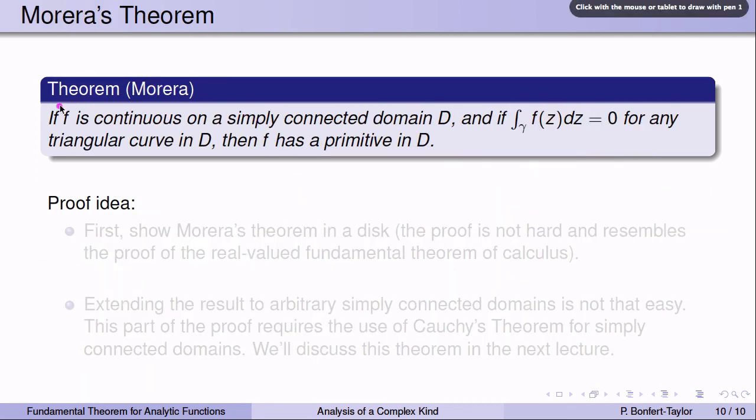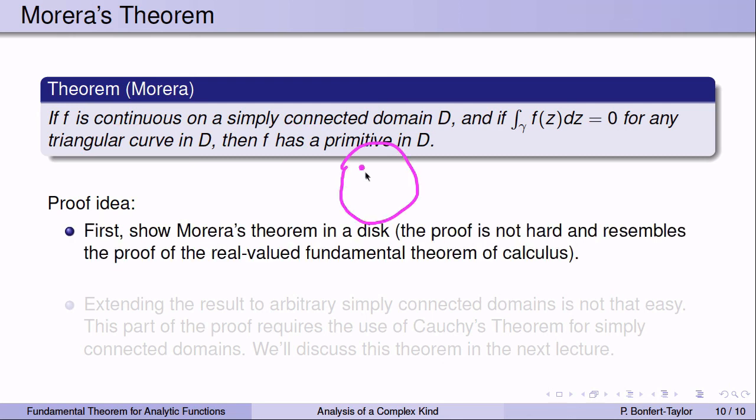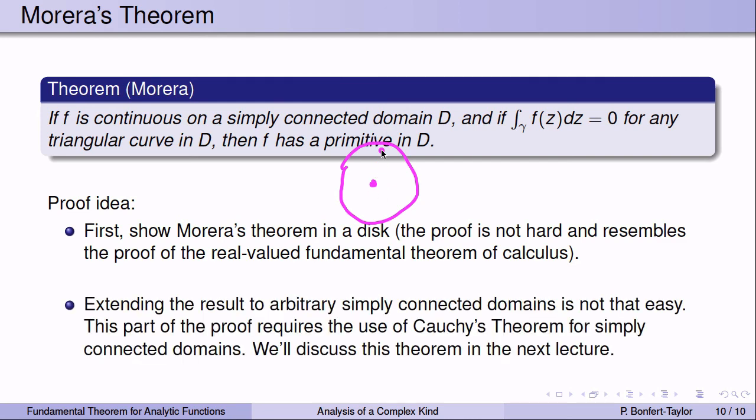As for the other theorem, which was Morera's theorem, let me remind you what that said. If f is a continuous function on a simply connected domain, and if the integral over any triangular curve gamma of f(z) dz is equal to 0, then f has a primitive. Here's the proof idea for that theorem. First, we show Morera's theorem in a disk. The proof actually is not hard in a disk and very much resembles the proof of the real-valued fundamental theorem of calculus. The hard part is to extend the result to arbitrary simply connected domains, so not a disk, but some arbitrary simply connected domain.